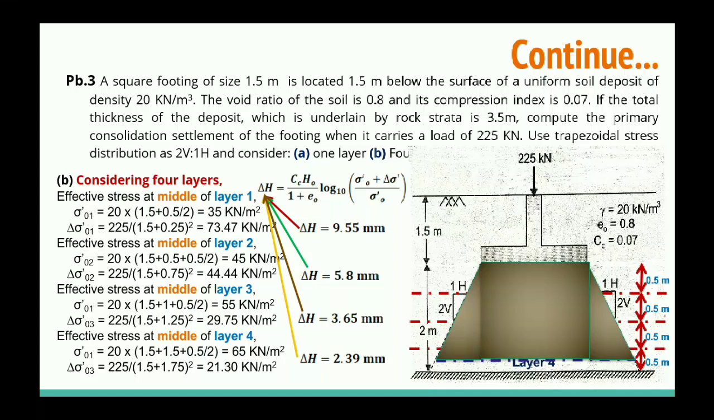The total settlement we can calculate by addition of the settlement of each layer, meaning settlement by the first layer, second layer, third layer, and fourth layer. By summation of the settlements for all layers, we calculate the total settlement, and we get 21.39 mm, which is greater than 18.3 mm.